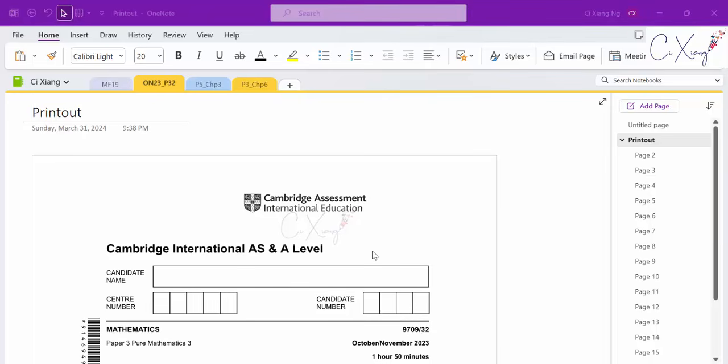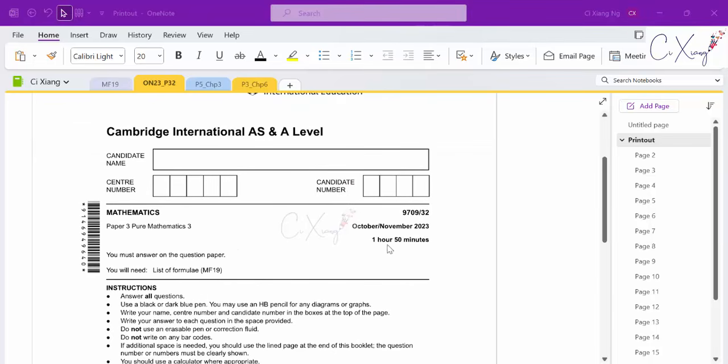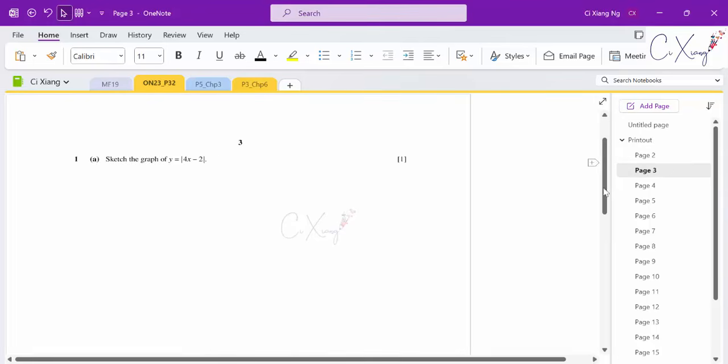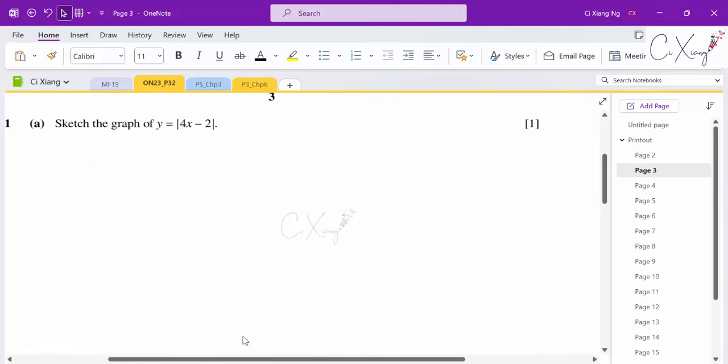Okay, so for this video, we'll be discussing paper 3 from October-November 2023, paper 3-2. So let's start with question number 1. First of all, they want us to sketch the graph of y equals to modulus of 4x minus 2.